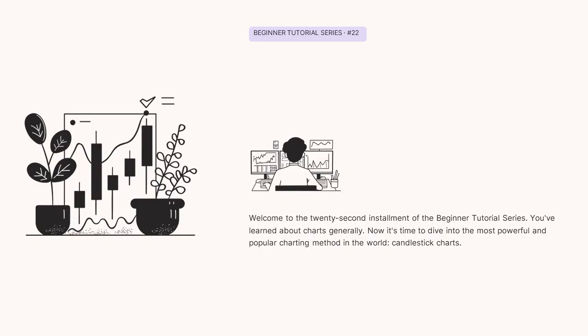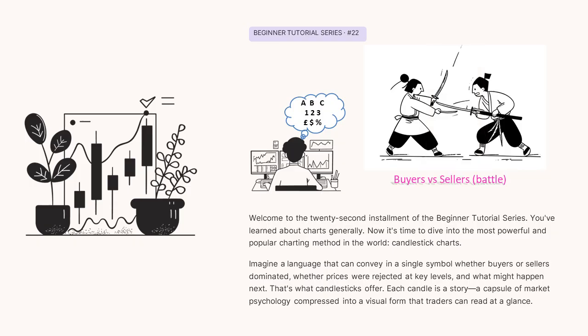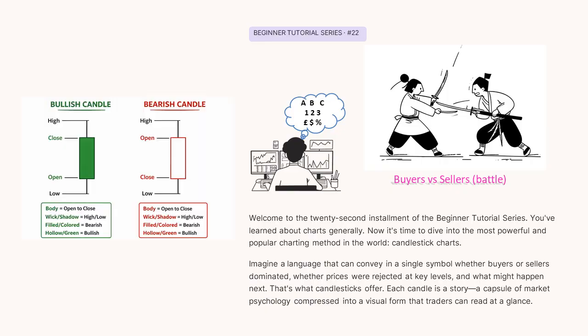Let me start with a question. Imagine you could look at a single symbol and instantly know, did buyers or sellers win the battle? How aggressively did they win? Were there moments of rejection or indecision? And what might happen next? That's exactly what a candlestick gives you.